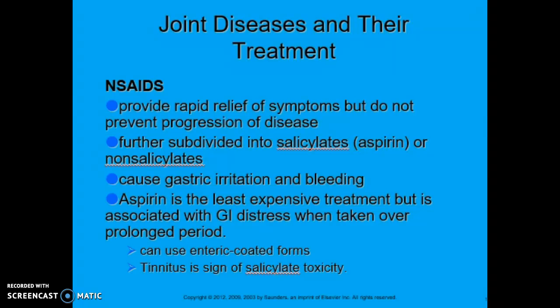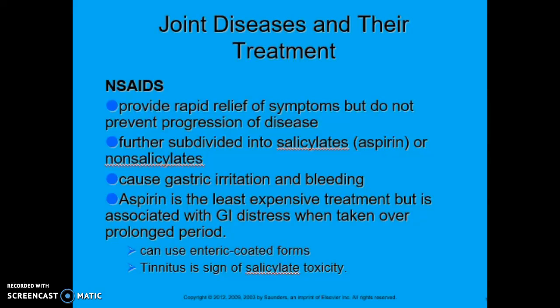They cause gastric irritation and bleeding. Aspirin is the least expensive treatment but is associated often with GI distress when taken over a prolonged period. It helps if they take the enteric-coated forms so that the aspirin actually can get into the digestive system before it is dissolved.